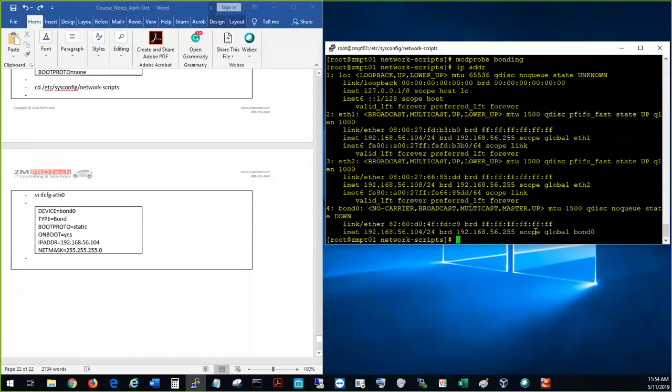Okay, now you see the bond is here, and it has taken up the IP address 104, because this is the IP address we have given to the system. Everything else is still showing the IP address, but once we restart the network, it will go away. Okay, and then I think we have to add one configuration file.